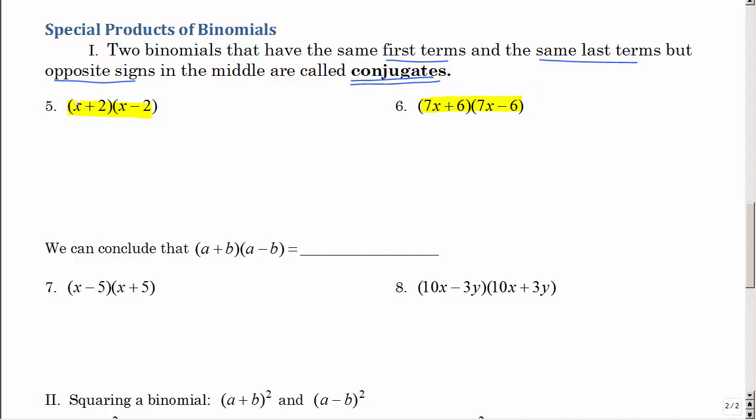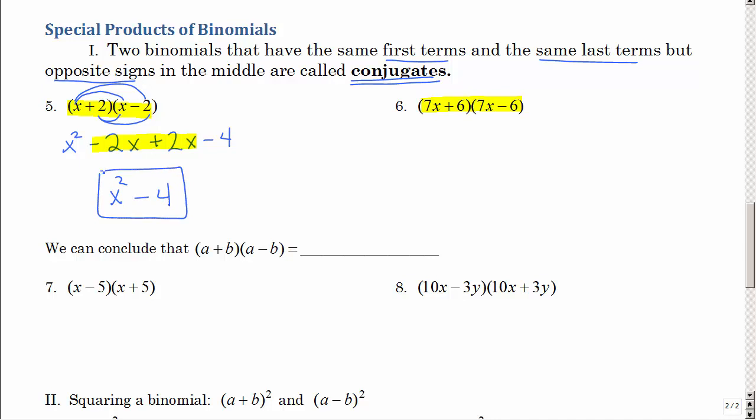Okay, we can just use our same way, x times x, x times negative 2, 2 times x, and 2 times negative 2. And then look at those middle terms. What happens when I add that together? They get 0. So all I'm left with is x squared minus 4. That's what happens when you multiply conjugates. Those middle terms will add to 0.